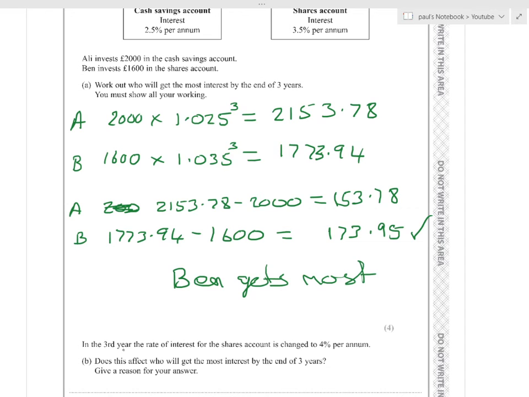Right. In the third year, the rate of interest for the shares account is changed to 4%. Does this affect who will get the most interest? No, as Ben gets more anyway.